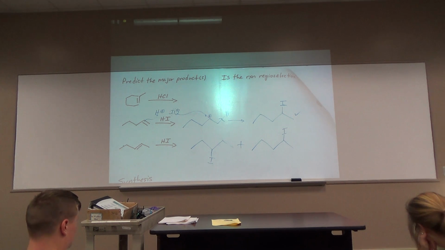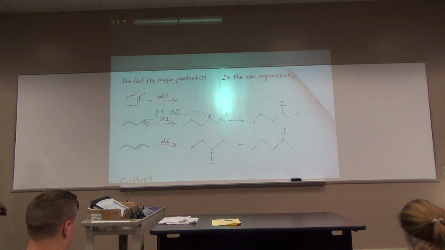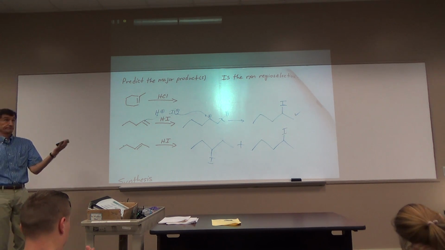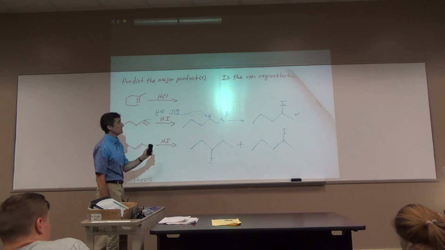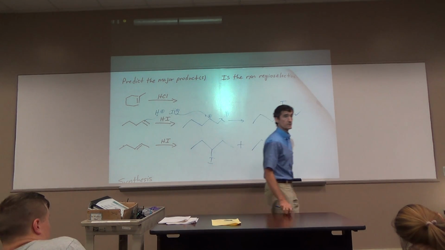I wouldn't call it symmetry, but there could be some things that might affect it. For us, though, at the introductory level, just looking at cation, secondary versus secondary, which is favored? Neither is favored. They're both going to be formed. That's the idea of regioselectivity.